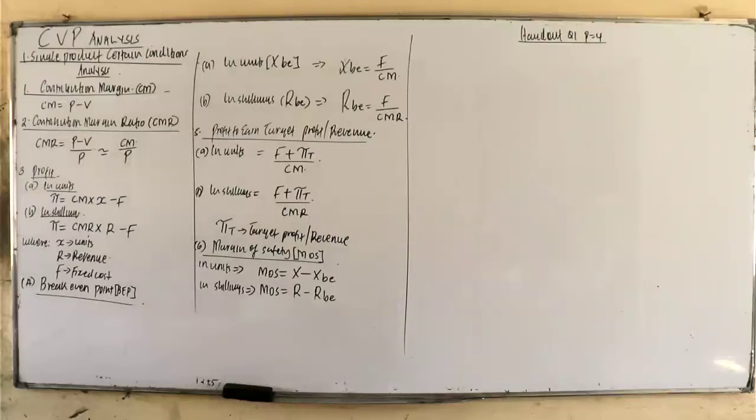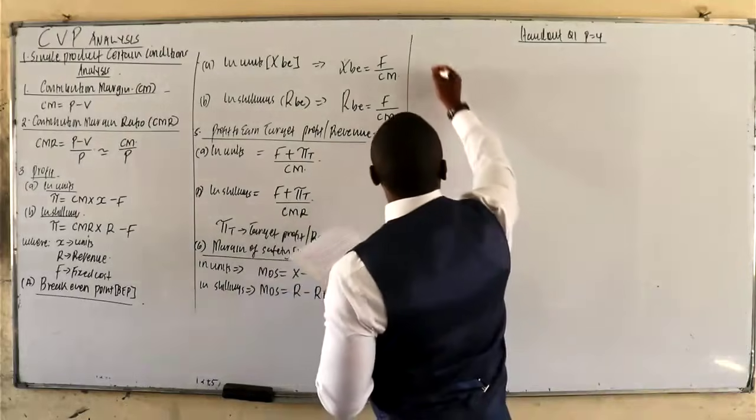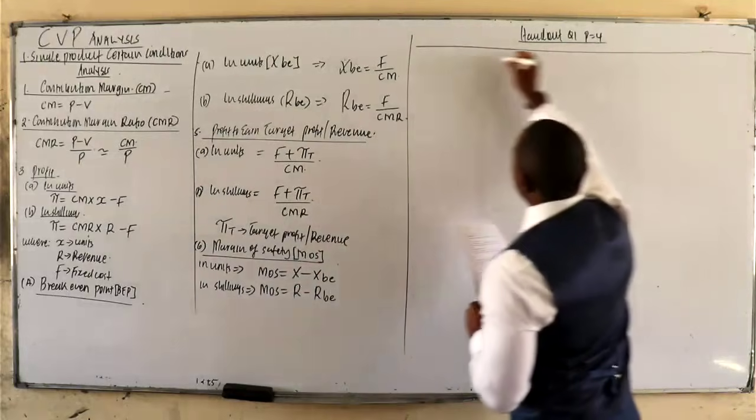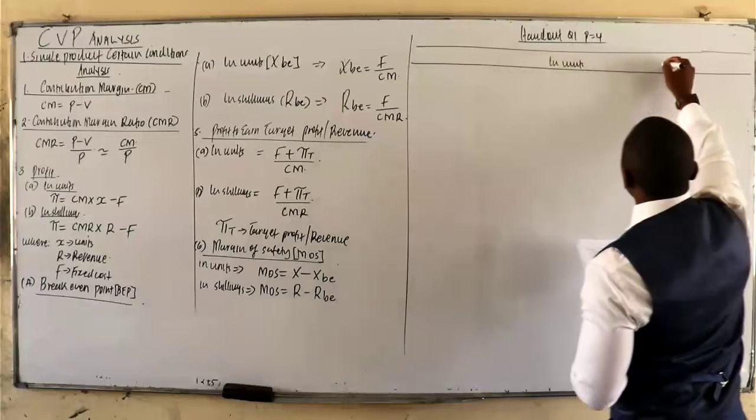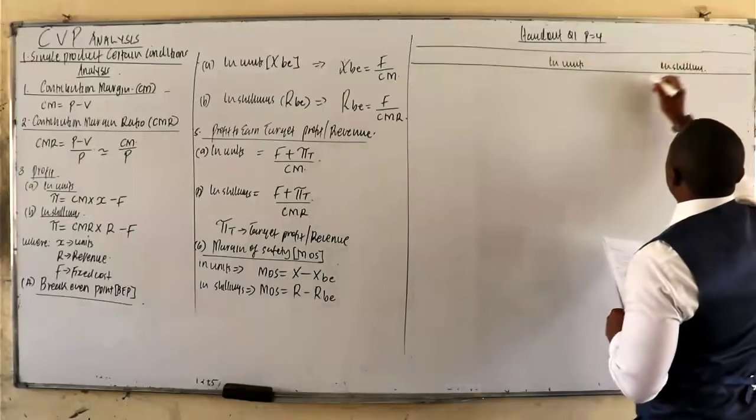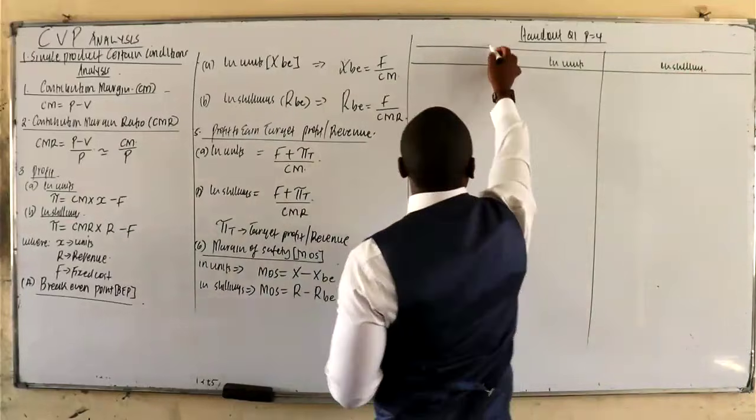A company produces and sold 4,000 units at a selling price of 50. The variable cost per unit was 20 shillings, and the fixed cost was 75,000. The target profit is 60,000 required. Find the profit made in units and in shillings. Here you can use the number of units or revenue to determine the profit, though the profit will be the same.